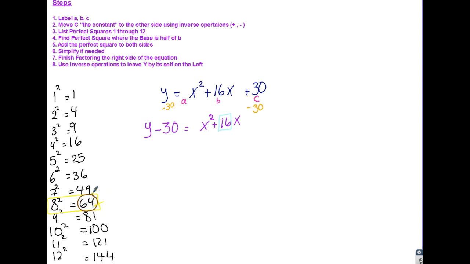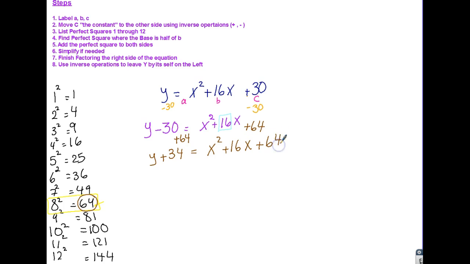So, I'm going to add the perfect square to both sides of my equation. So, plus 64, plus 64. So, let's simplify. Negative 30 plus 64 is 34 equals x squared plus 16x plus 64.